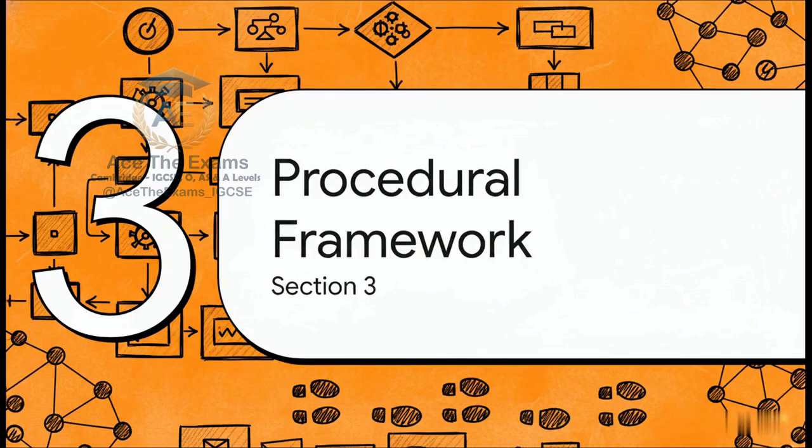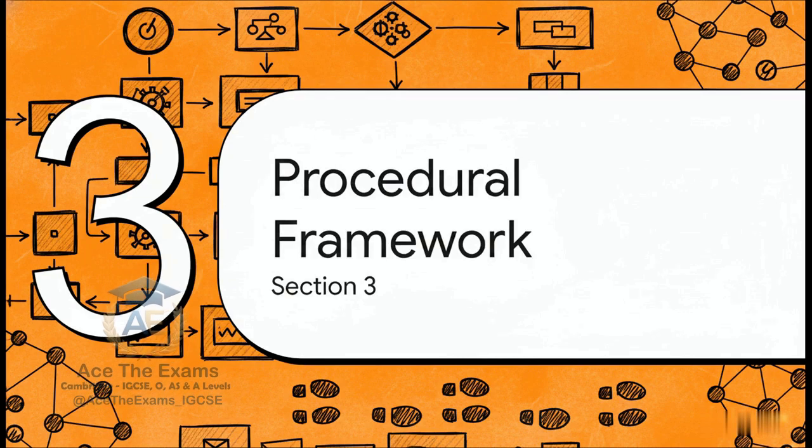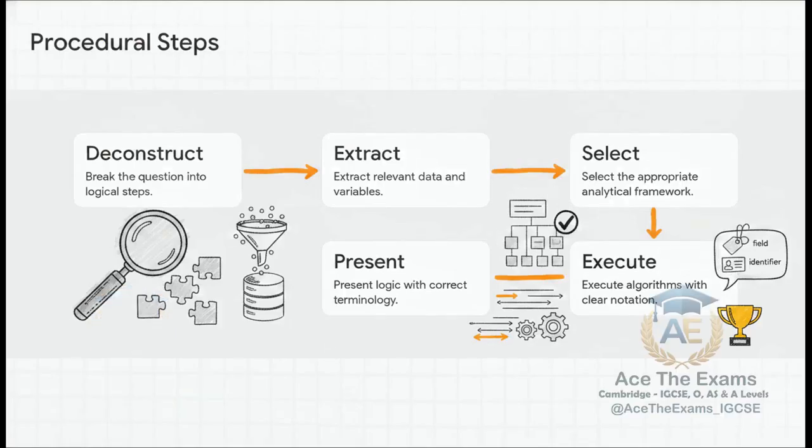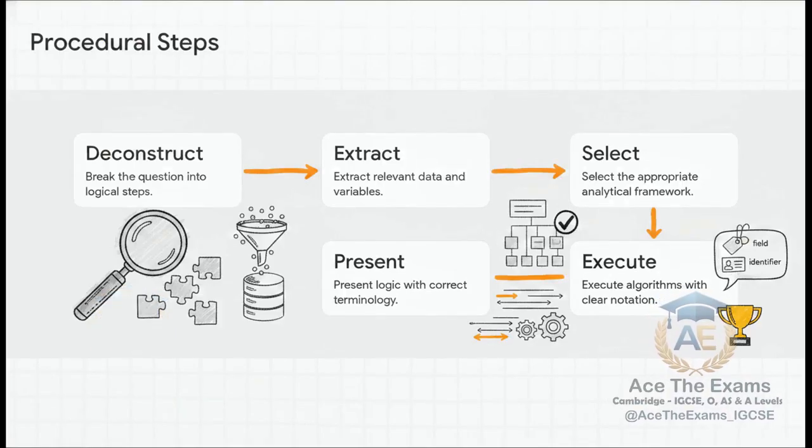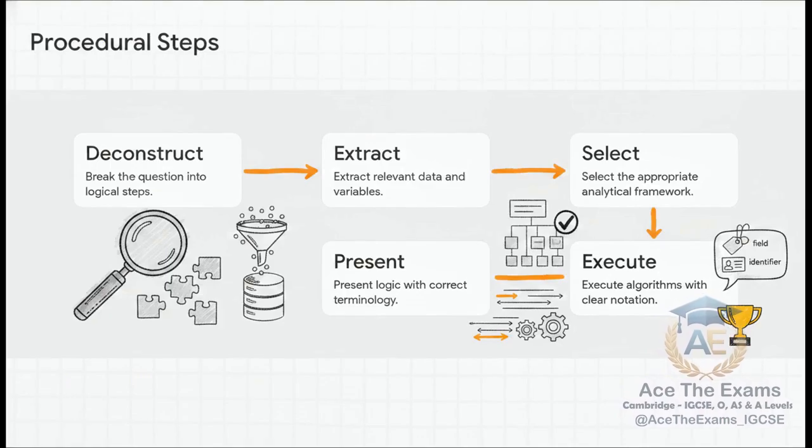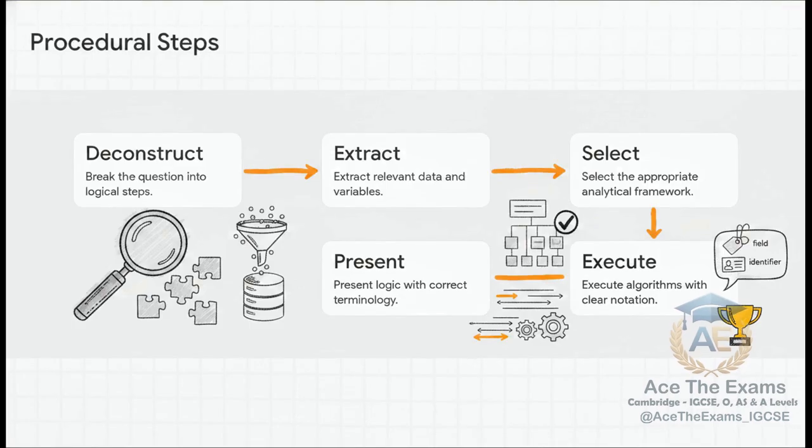That brings us to Section 3, the procedural framework. So how do we systematically tackle these complex examination questions without panicking? By following this 5-step procedural framework, you ensure your algorithmic thinking is practically applied step by step. This is your ultimate success blueprint.